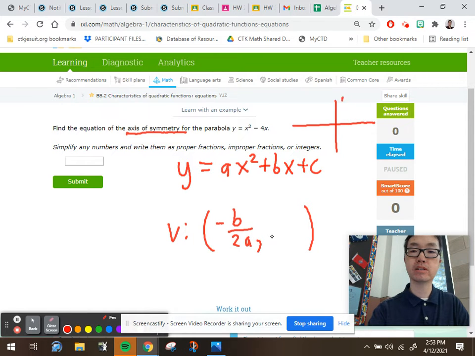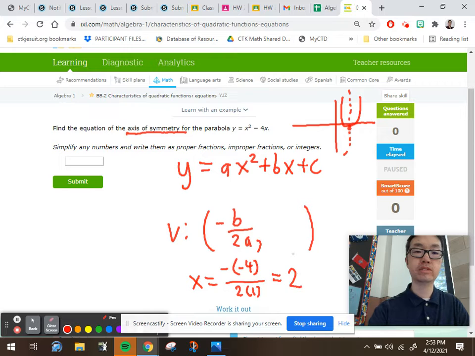Let's say our parabola looks something like this. The axis of symmetry is this right here, which happens to be the x value of the vertex. So negative b over 2a, negative 4, a is 1, 2 times 1, x equals 4 over 2, which is 2. So I'm going to type in x equals 2.